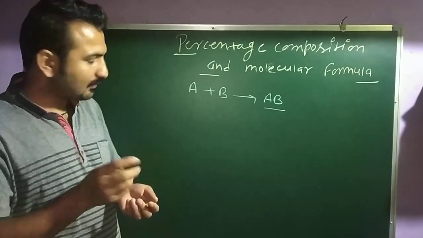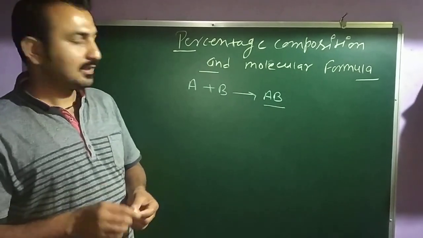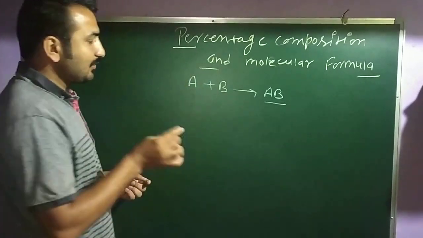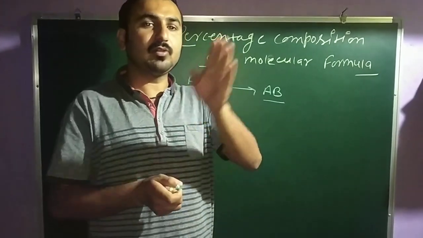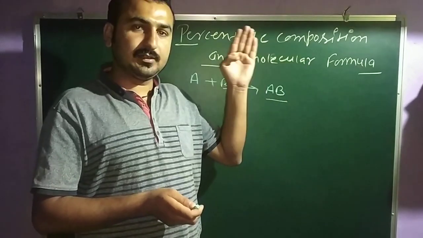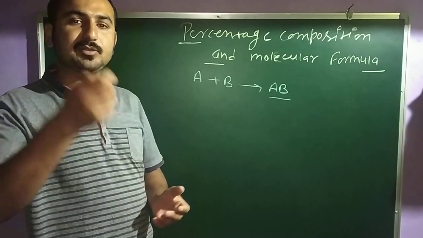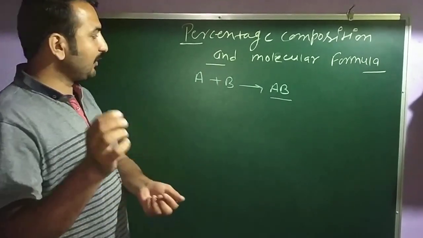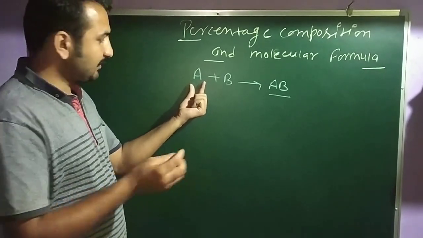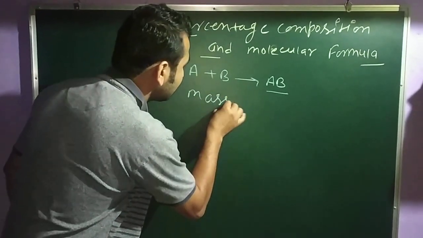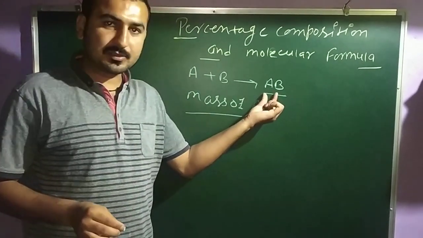Is it clear? So what do we do to find the percentage composition? First of all, you have A and B. Remember, don't go for any formula. There are many concepts to learn percentage composition and other things. So what you do, the same thing: write the mass of A. Simple, write the mass of A, upon the total mass of compound.